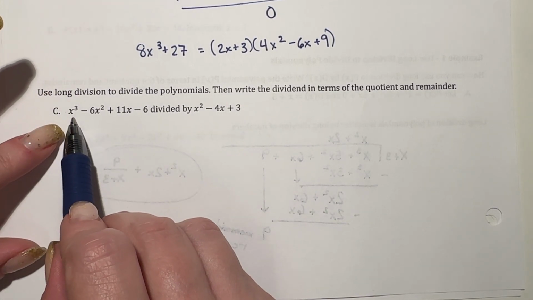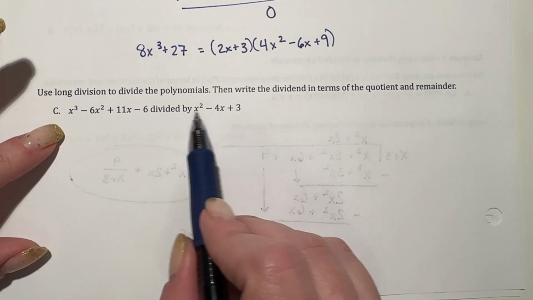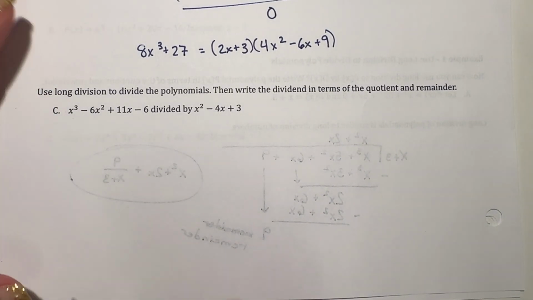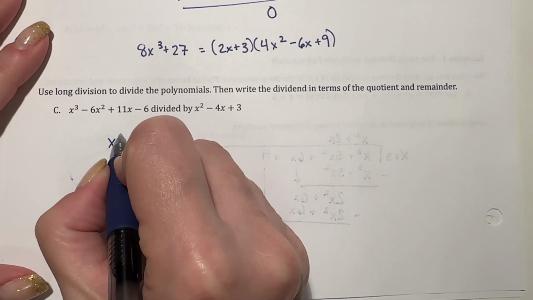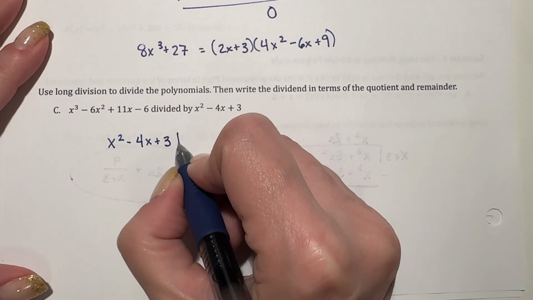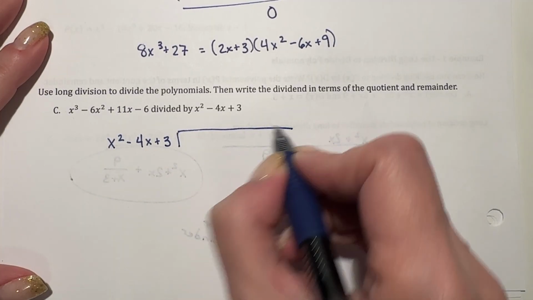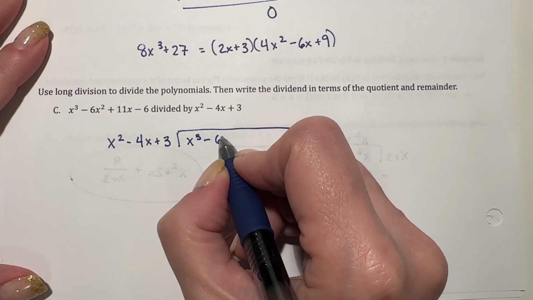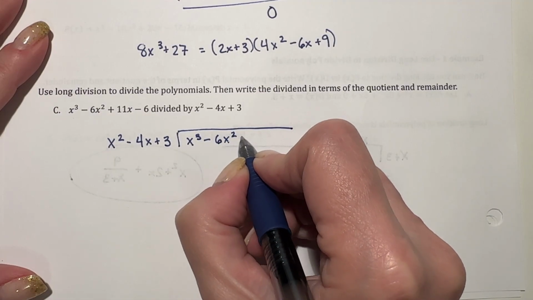All right, so take this value that's right here, your dividend, and divide by this. Remember, the higher power goes under the division sign. So let's set it up. I've got x squared minus 4x plus 3. Then you make your division sign and put underneath it the polynomial with the higher power.